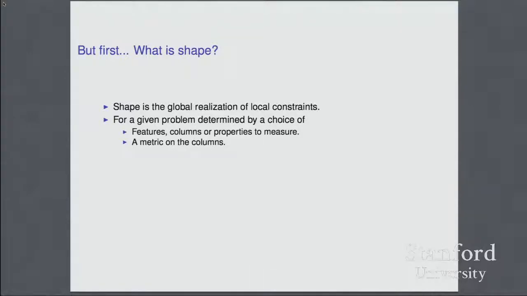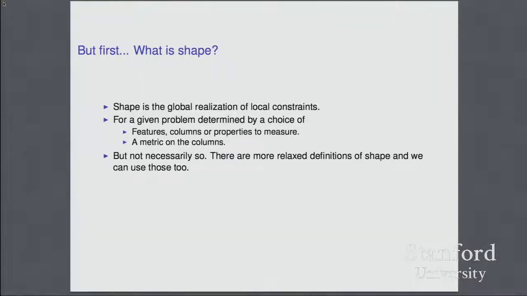So for a given problem, shape is determined by your choice of features, sensors that you're pulling data from, columns in your data if you're thinking of tabular data, properties to measure, and then a metric on those features. That metric is the summary of what those local constraints are. So that's one way to define shape, but there are more relaxed notions of shape, and the techniques I'm going to describe today are going to work with those other more relaxed notions.